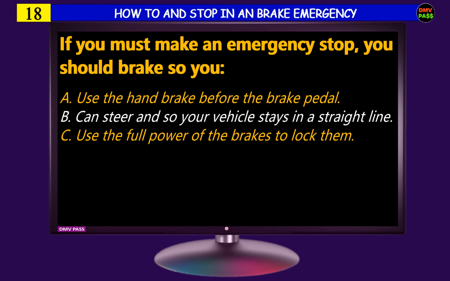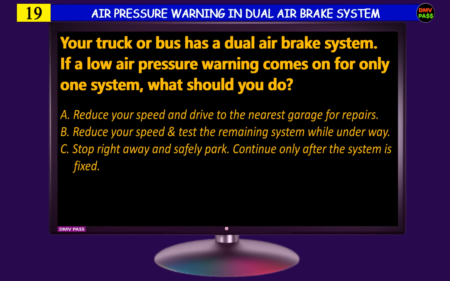Next question. 19. Your truck or bus has a dual air brake system. If a low air pressure warning comes on for only one system, what should you do? A. Reduce your speed and drive to the nearest garage for repairs. B. Reduce your speed and test the remaining system while underway. C. Stop right away and safely park. Continue only after the system is fixed.